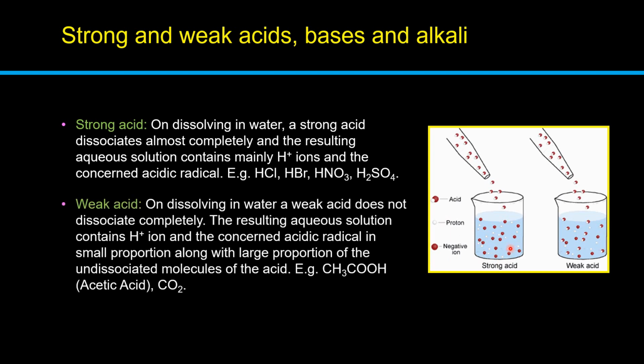So what will be a weak acid? As you can see in the picture, on dissolving in water, a weak acid does not dissociate completely. Take for example acetic acid and carbonic acid. The concerned acidic radical will be present in small proportion along with a large proportion of undissociated molecules.